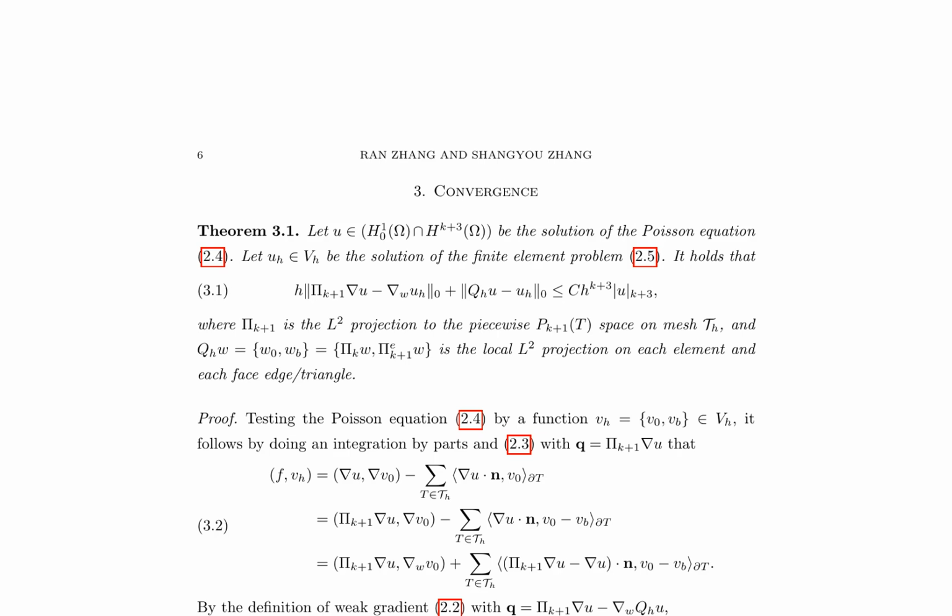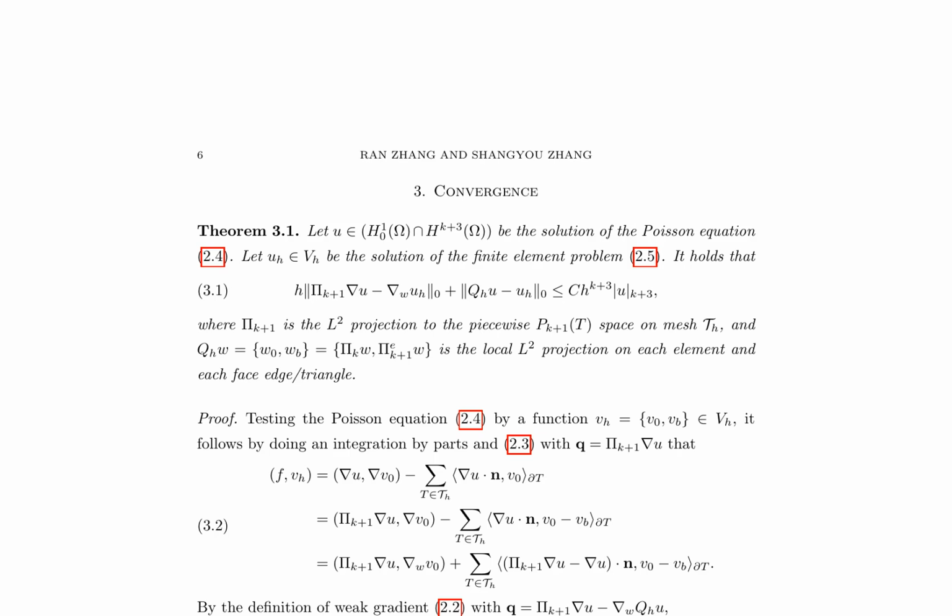Theorem 3.1 establishes the convergence of the finite element solution to the Poisson equation, bounding the error between the exact solution and the finite element solution by a term dependent on the mesh size and solution regularity. The proof begins by testing the Poisson equation with a function from the finite element space, leveraging integration by parts and the weak gradient definition. This reveals the relationship between the exact solution and the finite element solution, introducing the L2 projection operator pi k plus 1, which projects the exact solution onto the piecewise Pk plus 1 space, and the local L2 projection operator Qh, which projects the solution onto each element and face.